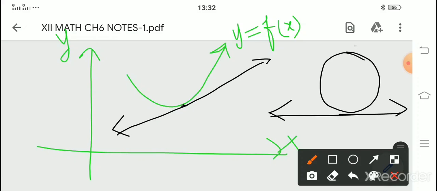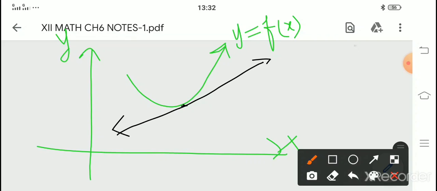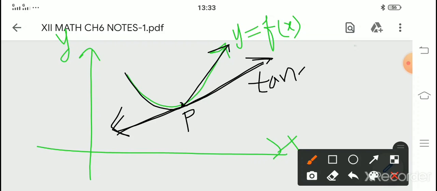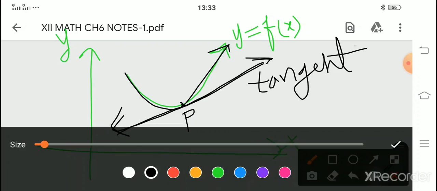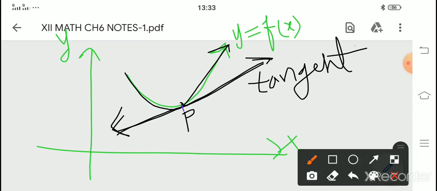In the same way here, instead of a circle, we have a curve like this. On the curve you take a point P. At P, if you draw a line which touches the curve at only one point, that is called the tangent. And at that point P, if you draw a line which is perpendicular to the tangent, this is called the normal.